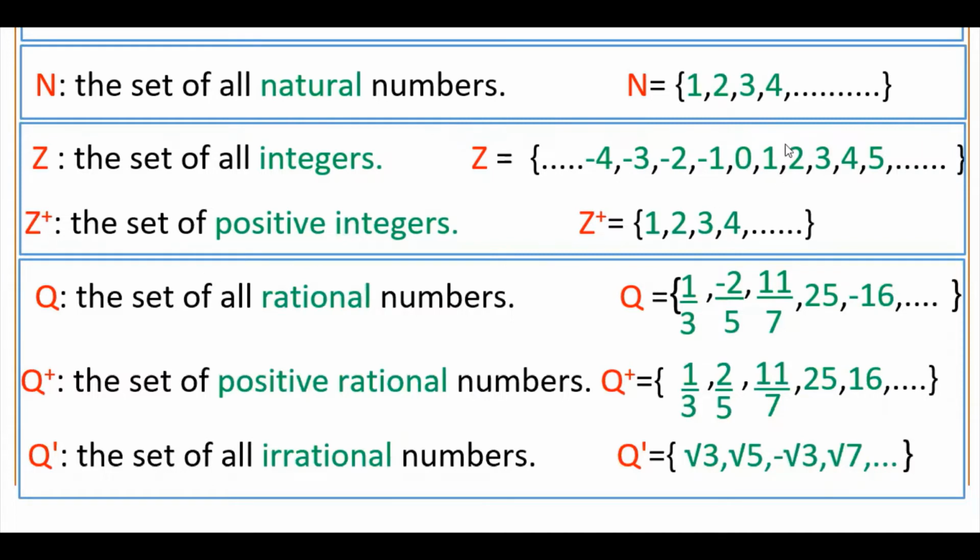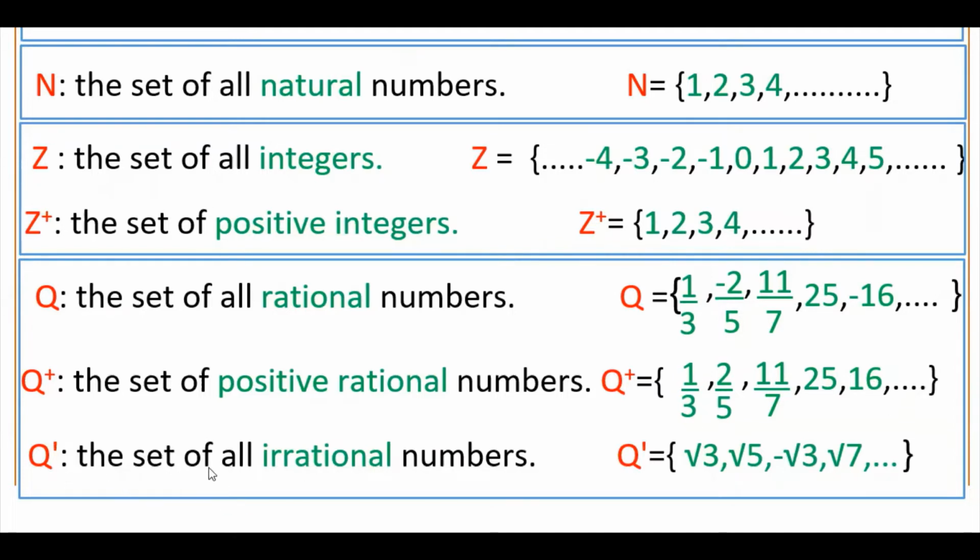And Z plus is only positive integers. So out of these integers, only write the positive integers. Those are 1, 2, 3, 4, 5, etc. So Z plus. And next one is rational numbers. We know that the rational numbers are in the form of p by q, where q is not equal to 0. So you write the rational numbers 1 by 3, minus 2 by 5 like this. These are rational numbers. And here 25 and minus 16 also you can write as 25 by 1 and minus 16 by 1 like this. And Q plus is the set of positive rational numbers.